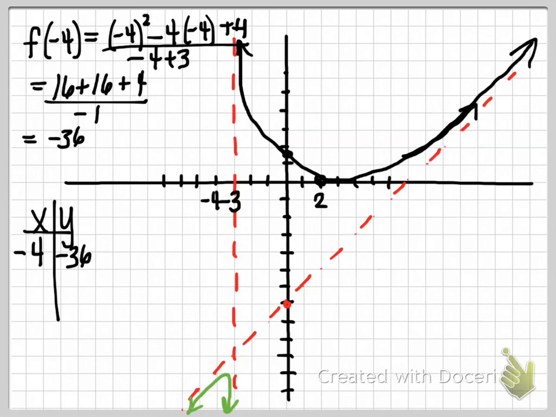And there you have it. That's the graph of a rational function that has a slant asymptote.